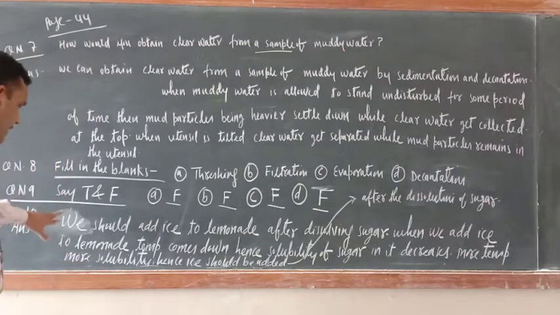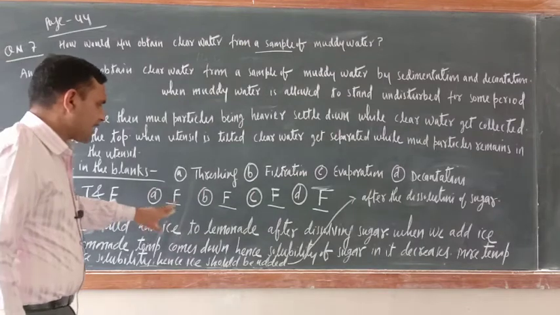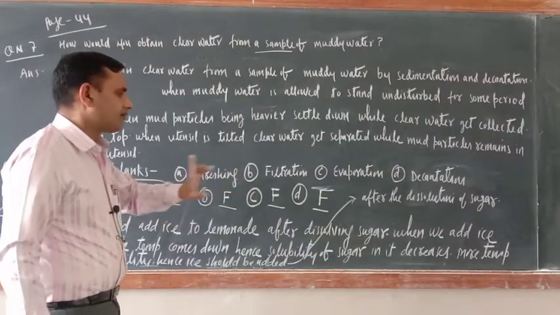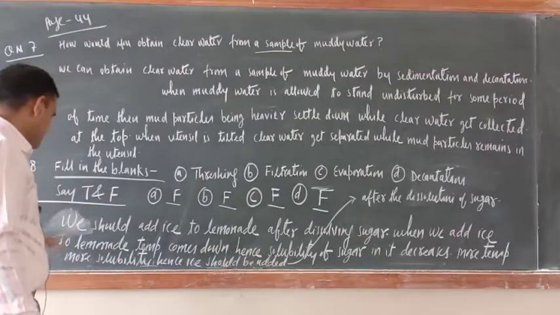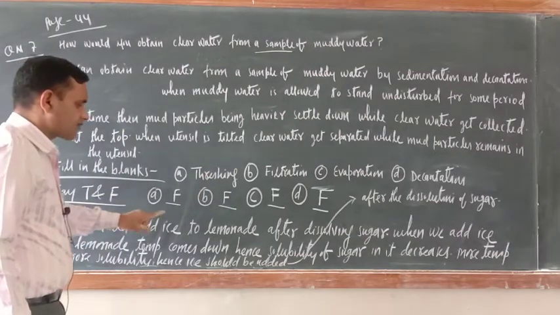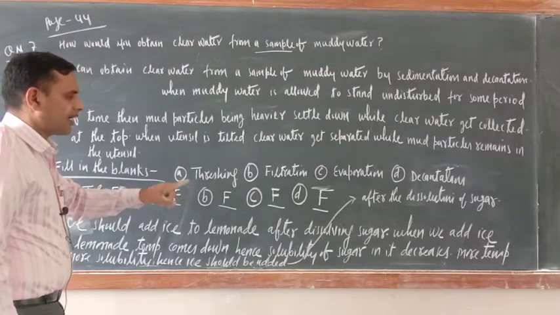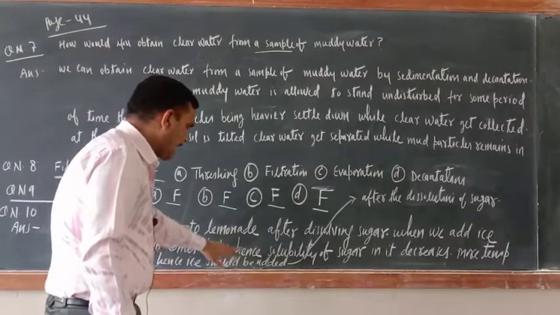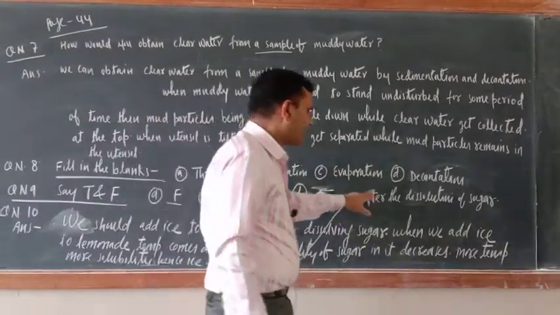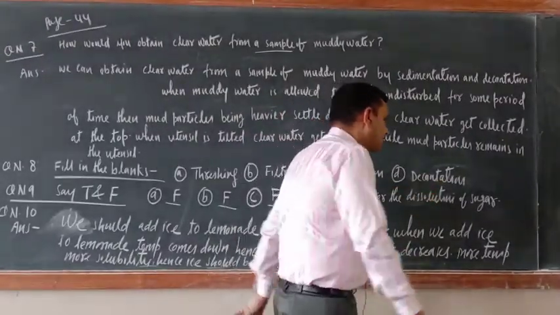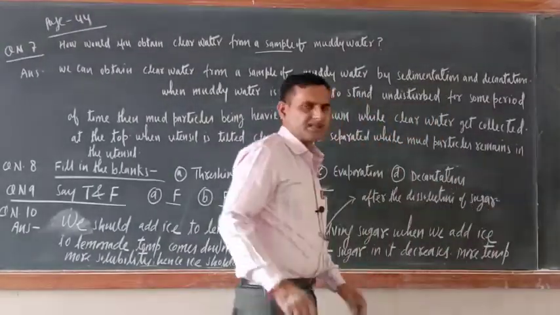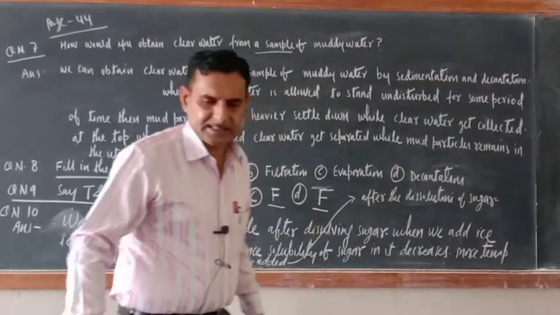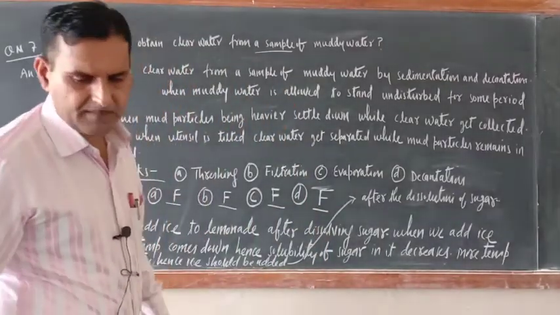So already I wrote here, we should add ice to lemonade after dissolving sugar. When we add ice to lemonade, temperature comes down, hence solubility of sugar in it decreases. More temperature, more solubility, hence ice should be added after the dissolution of sugar. In this way your entire NCERT exercise is completely completed.